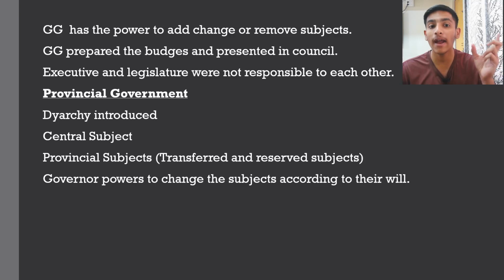Similarly, the executive and legislature were not responsible to each other. They worked separately, as they liked. So the central government is there, and now the provincial government is here. This bicameral legislature is there, but both are independent and not accountable to each other. In the provincial government, a hierarchy was introduced.